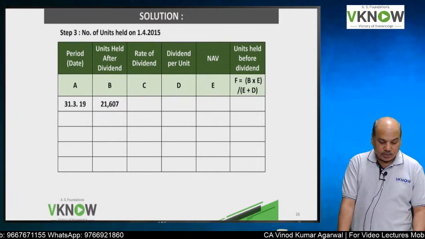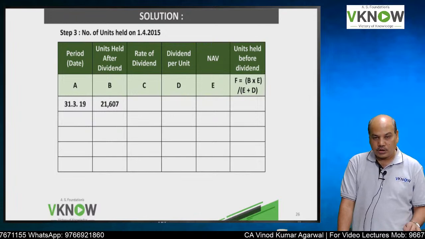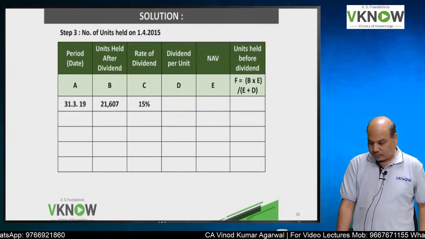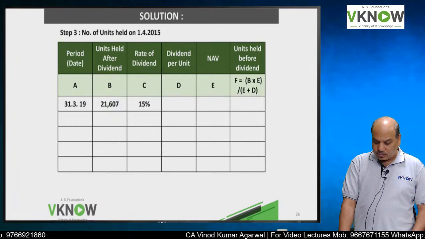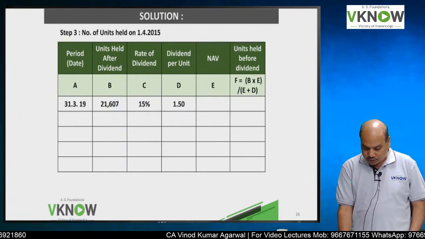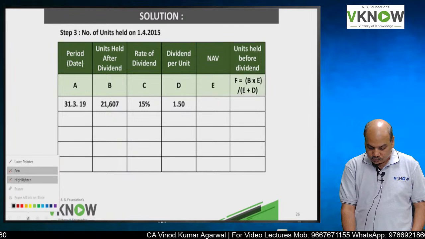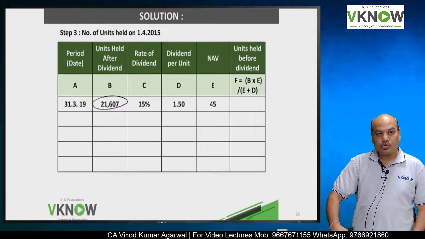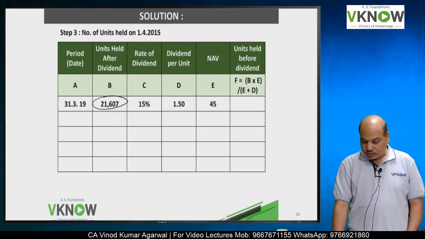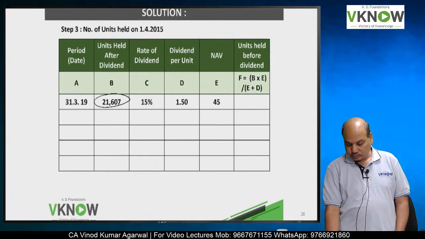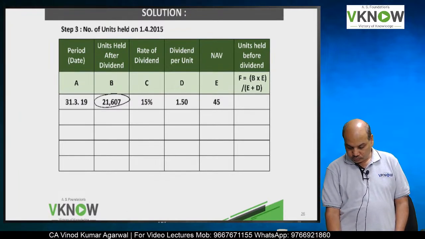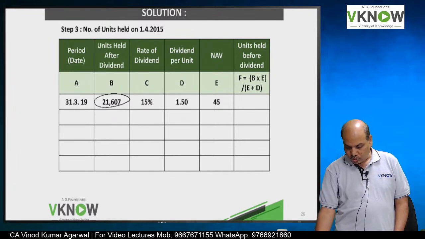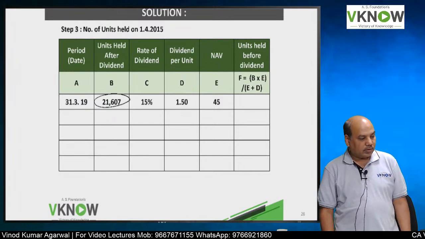First you go to 31st March 19. The question is in front of you. This is RTP May 23 SFM, question number 5. So 31st March 19, this unit we have already calculated in the previous table. Dividend rate is 15%. We have to do reverse working. Take the last date. Dividend is 1.50. NAV is 45.